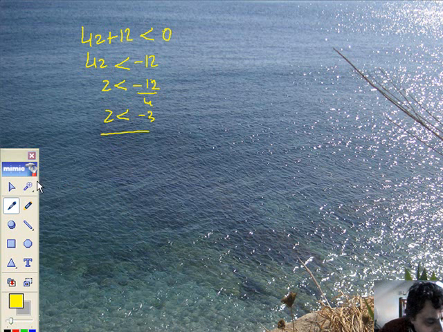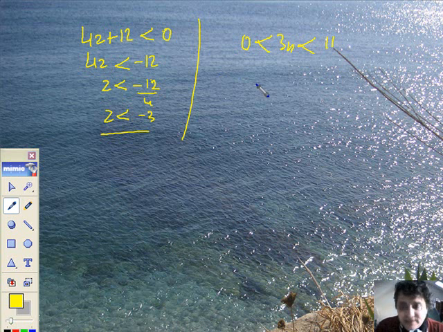Let's just do... what else we got here? Don't need that one. Different sort of question. Let's do it over here. It says here 0 has got to be less than 3n, and 3n has got to be less than 11. And what I've got to do in question 4 is to list all the integer values such that this inequality is true. In other words, what fits between 0 and 11 that makes that inequality true?